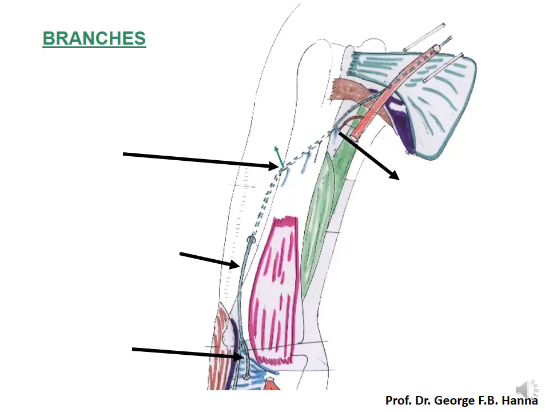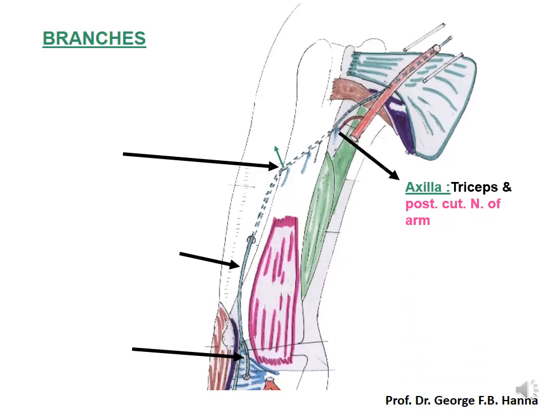Let us go to the branches. You have here 1, 2, 3, 4 arrows. Let us see the first arrow, the above one. While the radial nerve passes in the lower triangular space, the space between the humerus and two heads of triceps as well as the teres major.